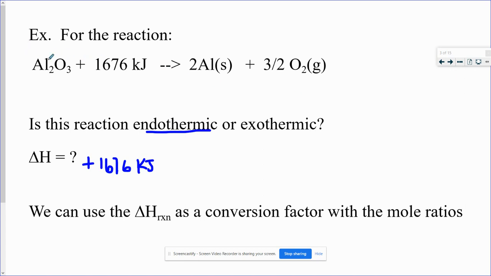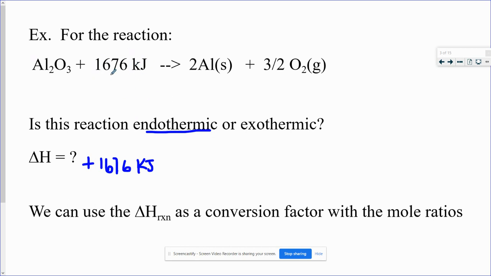For this reaction, if this is all I was shown, Al2O3 plus 1,676 kilojoules makes 2 moles of Al plus 3/2 mole of O2. I can see that since the heat is on the reactant side, I know the reaction is endothermic. I could also have written the delta H at the end here as positive 1,676 kilojoules. Okay, so it's usually either or.